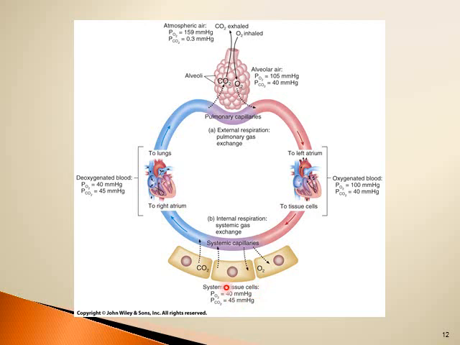Cells that are actively performing metabolism produce carbon dioxide, so the partial pressure of carbon dioxide in the cells is 45 millimeter mercury, which is higher than its partial pressure in the oxygenated blood that supplies the tissue. Therefore, the carbon dioxide will move down the partial pressure gradient into the blood to be carried to the lungs to get rid of it.